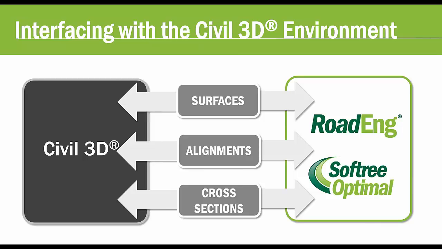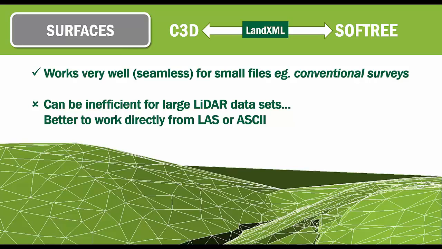So with that, maybe we can start and have a closer look at the components that Erin has mentioned. The first one is surfaces, and by this I'm talking about tin surfaces. Fortunately, tin surfaces are very easily transferred between Civil 3D and Softree products. LandXML works very well for smaller files. That would be things like total station surveys or smaller surveys. LandXML works very well. For larger files, LandXML also works, but it's hugely inefficient.